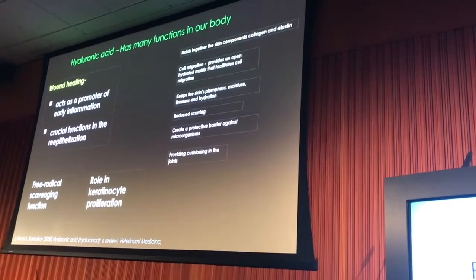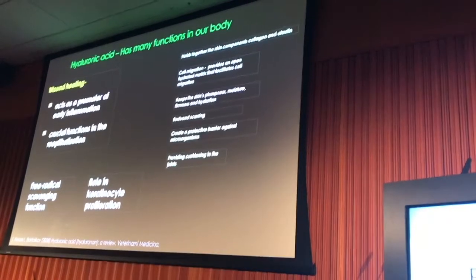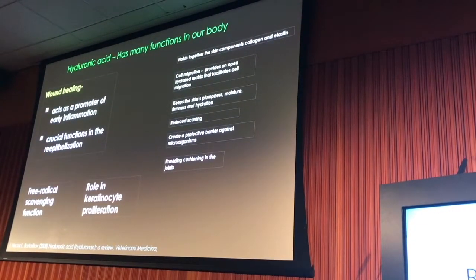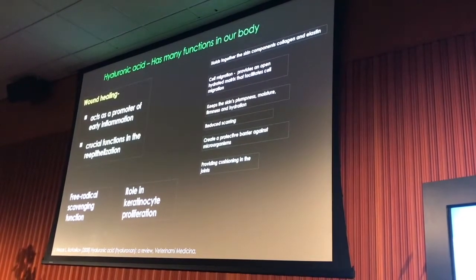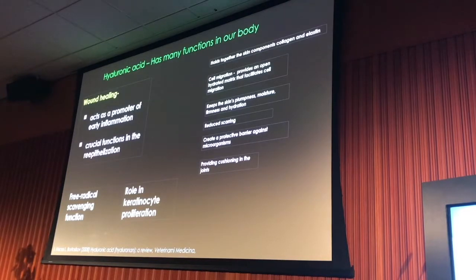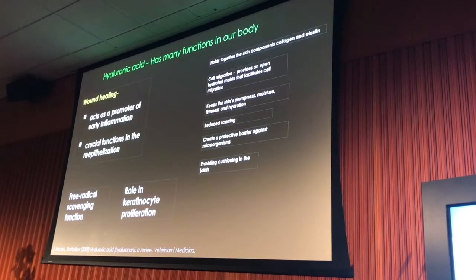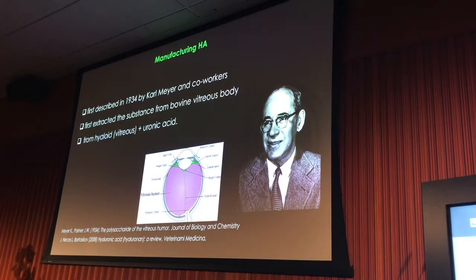So, as Rick has also pointed out, hyaluronic acid is, in fact, a very important part of tissue function, because during embryogenesis it played a crucial role in many different parts of the organism. And you can read all these points. It acts as a promoter for early inflammation, and it has an effect on revitalization. I think it's very important. And it has also an important function on cell migration, and even some antimicrobial effect can be observed. And it was first described in 1934 by Karl Meyer and some co-workers.